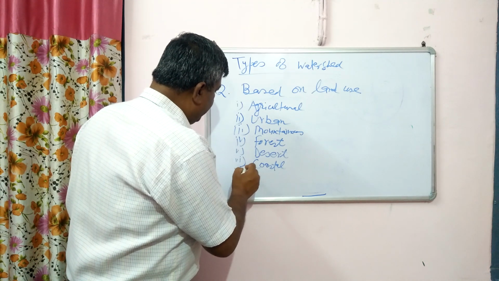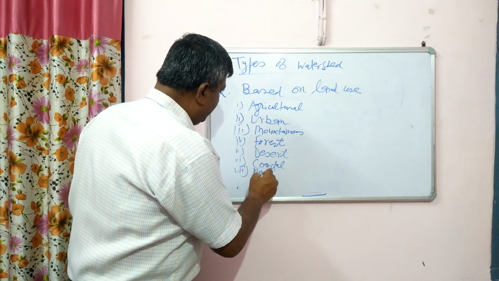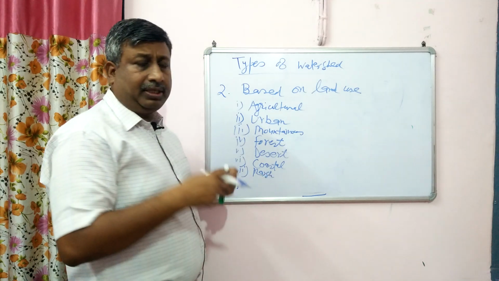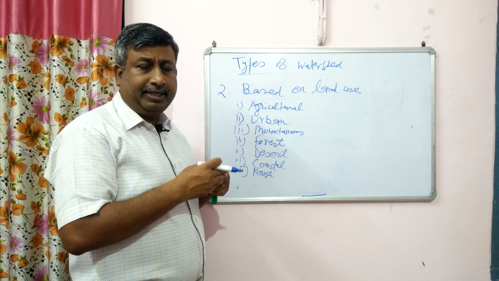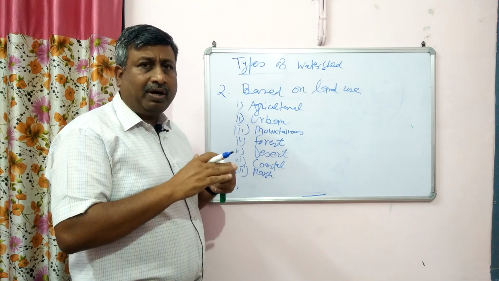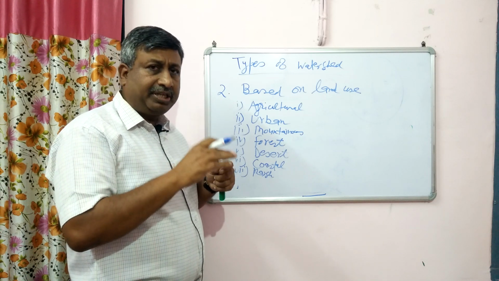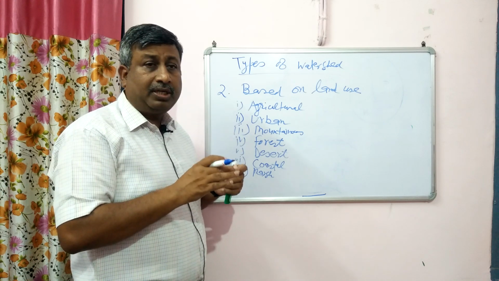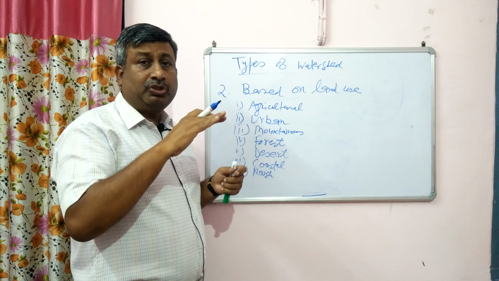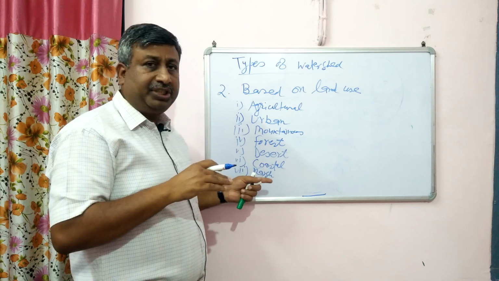Then another may be a marshy or marsh watershed. Mud is there, marsh is there, and waterlogged condition is there. So there is very good rainfall, but infiltration and percolation are poor. Subsurface drainage is poor, so that's why water is maintained on the soil surface. So a different type of vegetation is there.